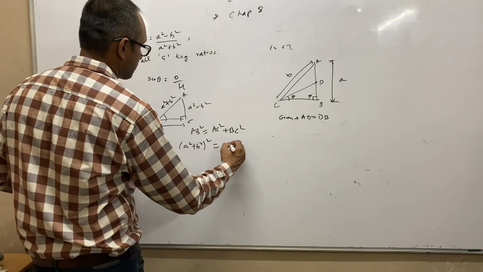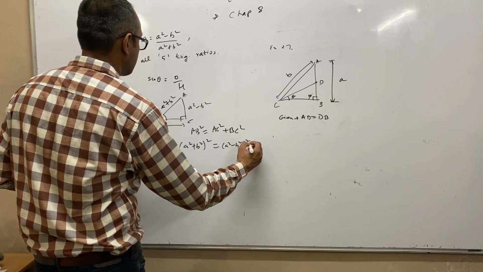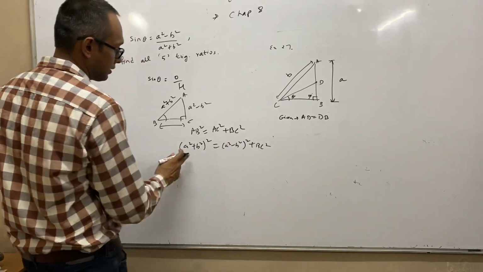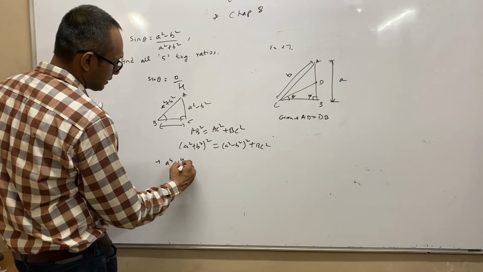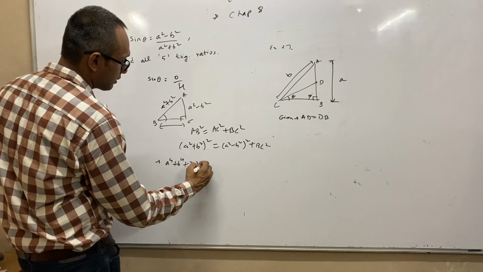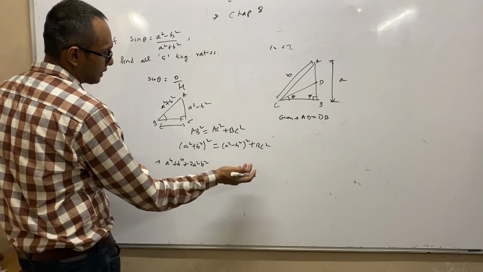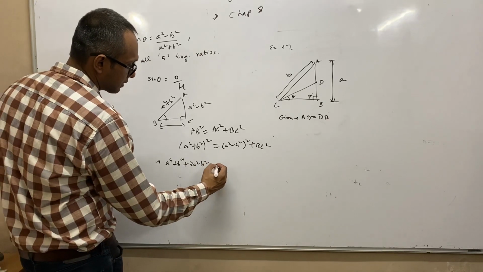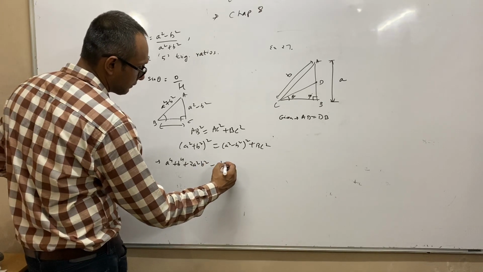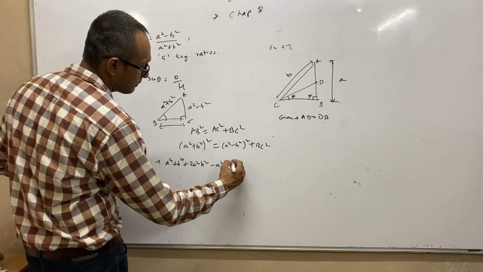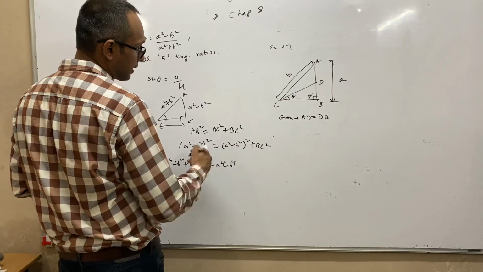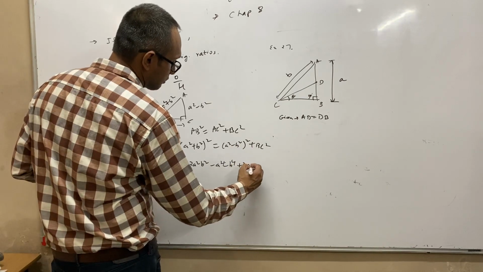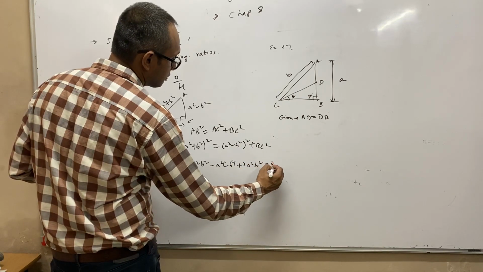AC square is a square minus b square, the whole square, plus BC square. If I square this, a raised to 4 plus b raised to 4 plus 2a square b square, and this I will square and I am bringing it on this side only. So minus a raised to 4 minus b raised to 4, and this will be minus 2a square b square. When I bring it here, it will be plus 2a square b square is equal to BC square.